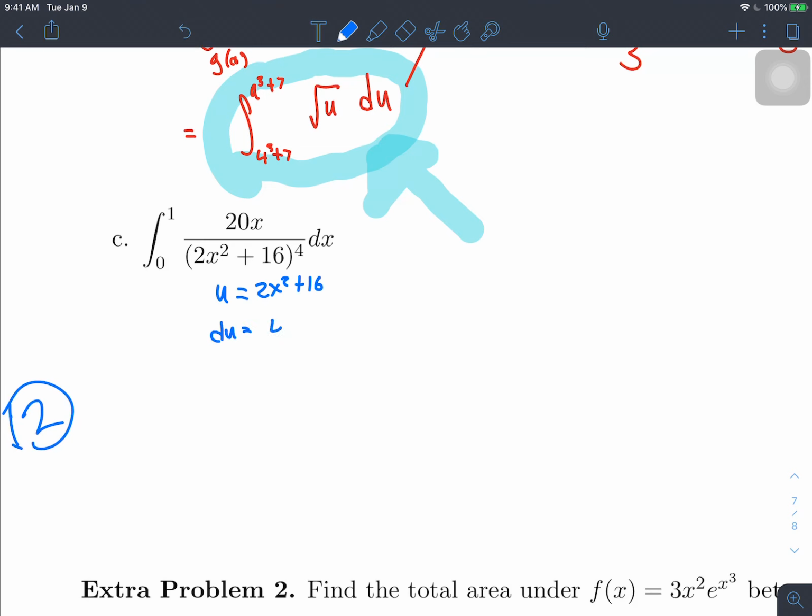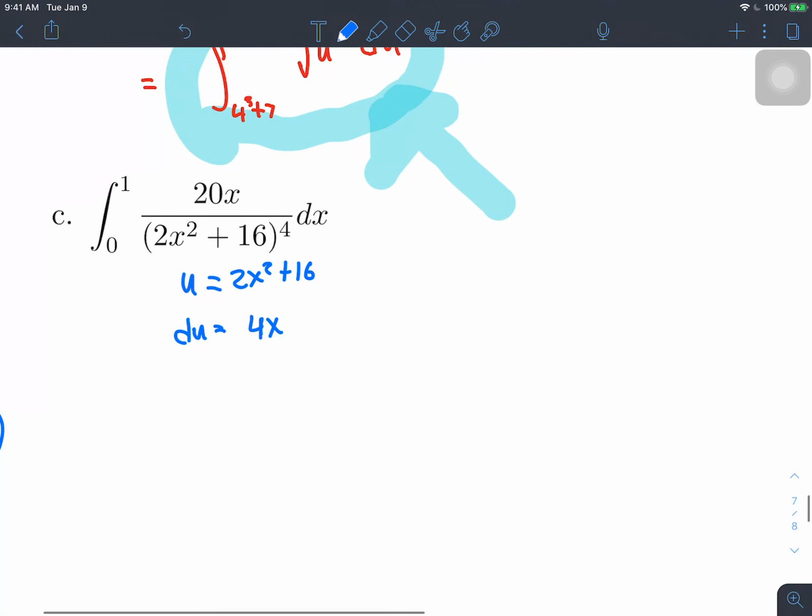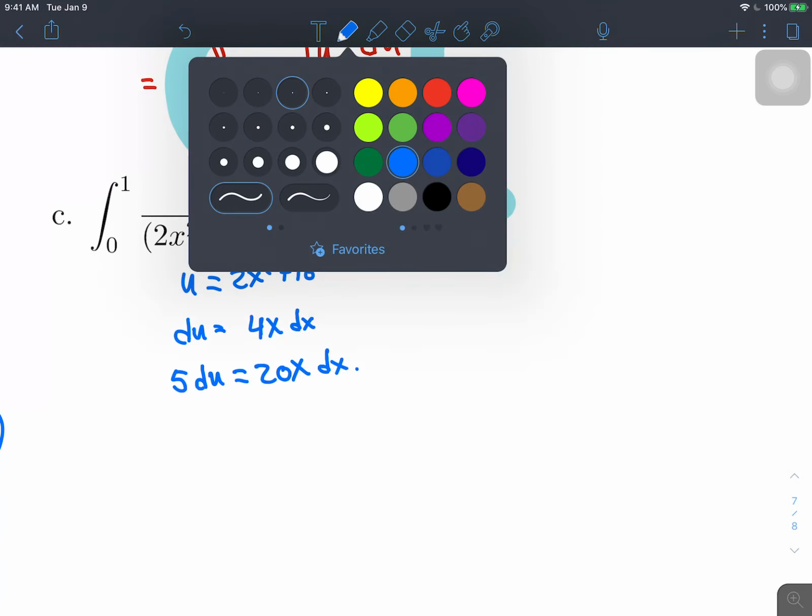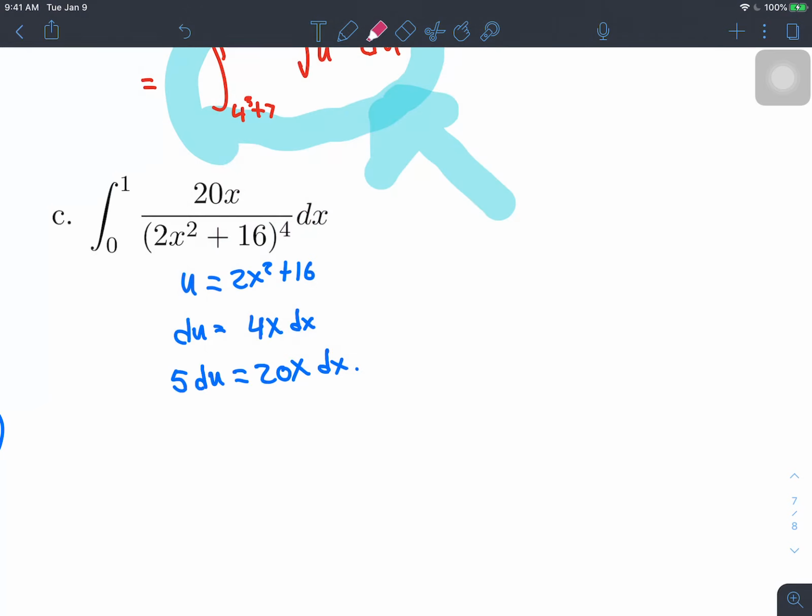Then du will be 4x. Now the top doesn't quite look like du, but it does look like 5 times du. Here's my u, 2x squared plus 16. That's showing up right here. And my leftovers, highlighted in yellow, 20x dx, are on the right-hand side of this equation. So I'm just going to replace them by the left-hand side, which is 5 du.